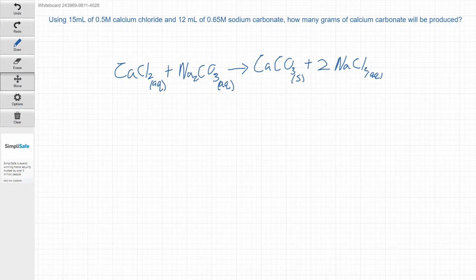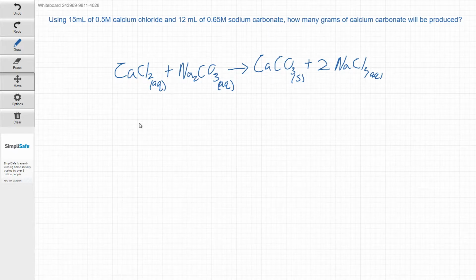So this is a typical problem you'd see like this. Using 15 mL of 0.5 molar calcium chloride and 12 mL of 0.65 molar sodium carbonate, how many grams of calcium carbonate will be produced?